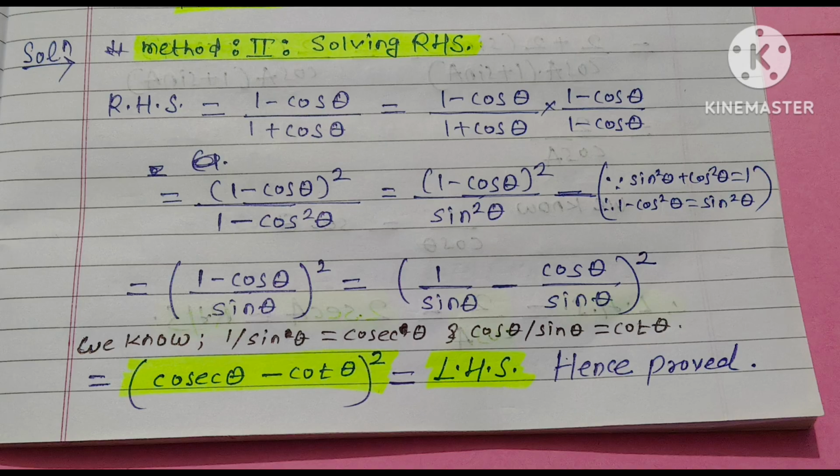So we know 1 upon sin theta is nothing but cosec theta, and cos theta upon sin theta is equal to cot theta. So therefore, substituting these values again, we'll get (cosec theta minus cot theta) whole square, which is nothing but the left hand side of the equation. So we have solved the right hand side and equated it with the left hand side, and it is matching, hence proved.